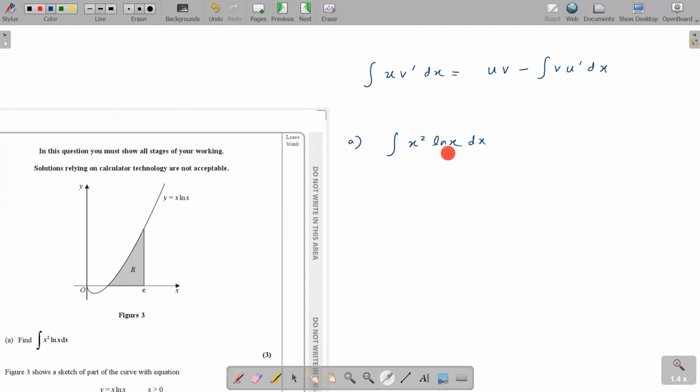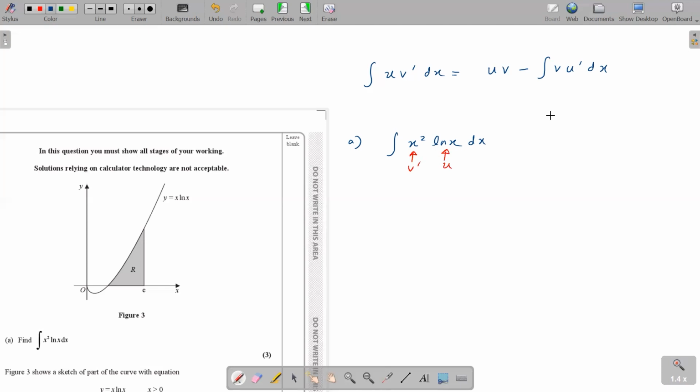You can see ln x is someone that we know how to only differentiate. We know how to differentiate ln x. Ln x differentiation is 1 over x. So basically, we don't know how to integrate ln x. Therefore, ln x will be your u. U is the person that you differentiate. Thereby, automatically x square will be your v dash.